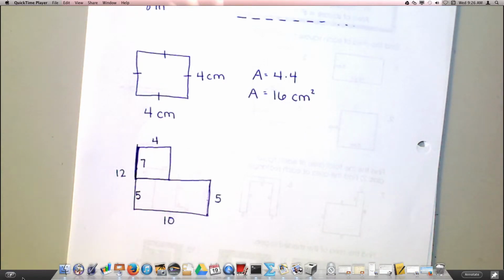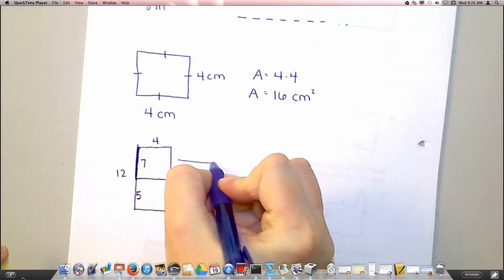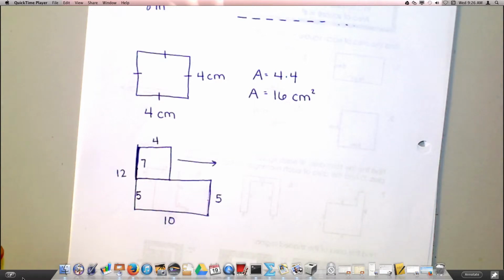Okay. So if I wanted to do the area of this rectangle on the top, what two things would I multiply together?